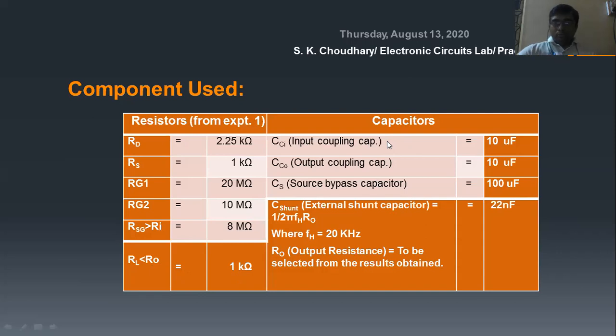The coupling capacitor values would be 10 microfarad for the input and output coupling capacitors, the bypass capacitor would be 100 microfarad, and the shunt capacitor would be 22 nanofarad. Where they are required, we will see as the experiment progresses. All the resistor values have been taken from experiment number 1, because we took the same circuit in experiment number 1 for the DC analysis, and now we are going to perform the AC analysis.